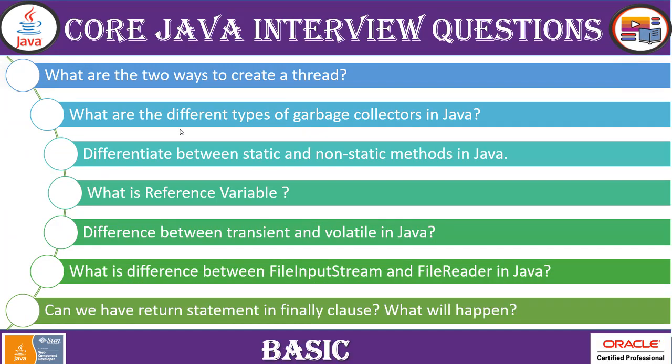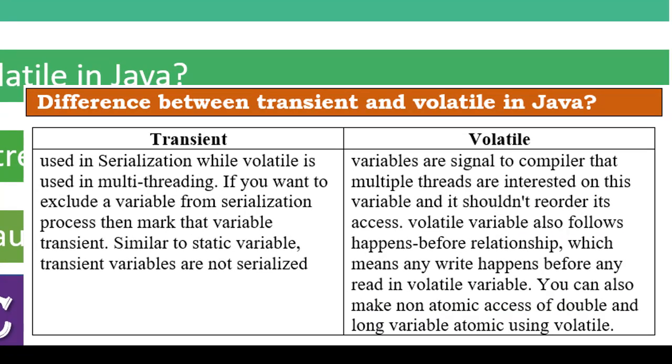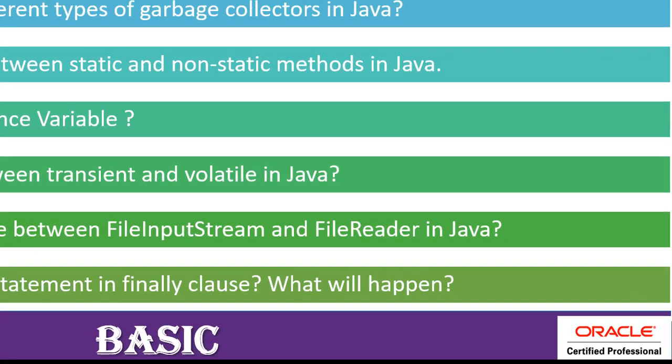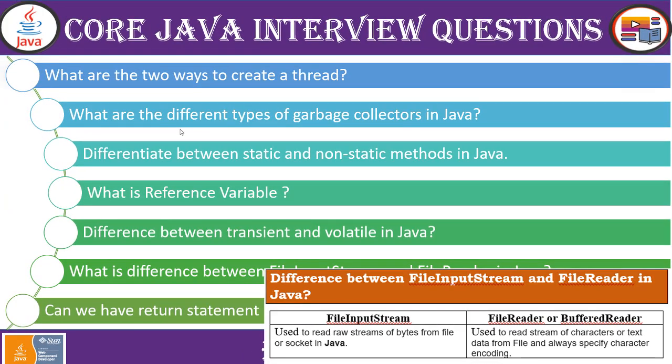So the next question is the difference between transient and volatile. Transient is used in serialization, whereas volatile is used in multi-threading. If you want to exclude a variable from the serialization process, then mark the variable as transient. The next question is, what is the difference between FileInputStream and FileReader in Java? FileInputStream is used to read a raw stream of bytes from a file or socket in Java, whereas FileReader or BufferedReader is used to read a stream of characters or text data from a file, with a specified character encoding.